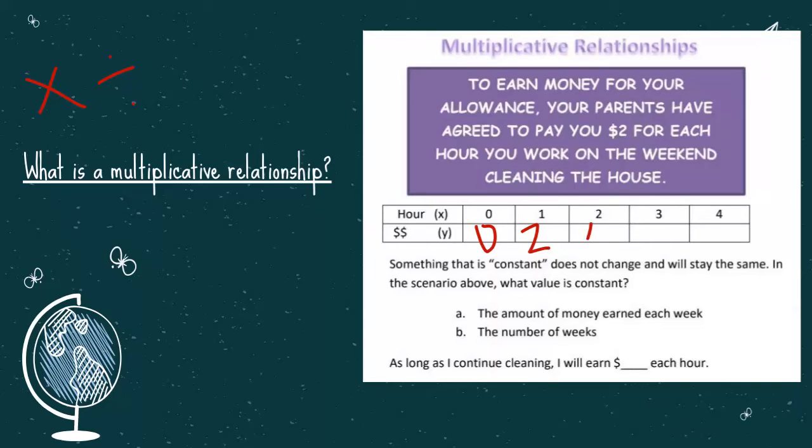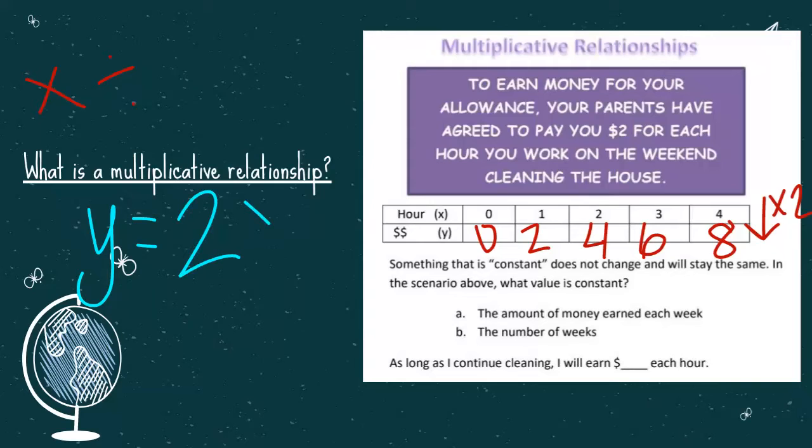2 hours, and I would make 4. 3 hours, and I would make $6. And for 4 hours, I would make 8. So notice to get from x to y every time, I'm multiplying by 2, which means I can come over here and make an equation. Y equals 2 times x, which is the number of hours.